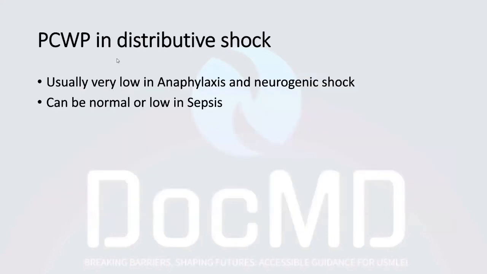So this is one extra point. I've never seen this tested, but I'll just tell you. The wedge pressure, just try to learn that it's very low in anaphylaxis and neurogenic shock. It is usually low in sepsis, but it can be normal as well. Don't worry, we will give you the slides after. Your wedge pressure can be normal or low in sepsis, but in anaphylaxis and neurogenic shock, it can be extremely low.